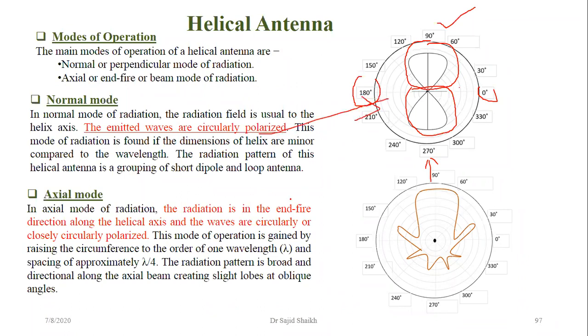And when we are talking about the axial mode, then the maximum radiation is available only at 90 degrees. At other angles, the radiation is minimum, or lower. So this is the basic difference between the normal mode and the axial mode of the helical antenna.